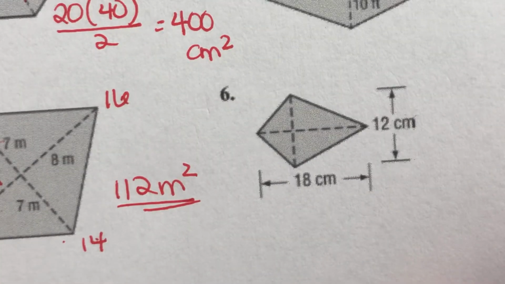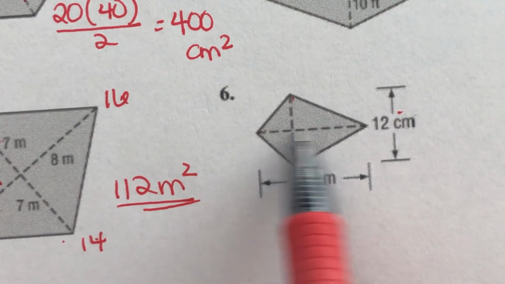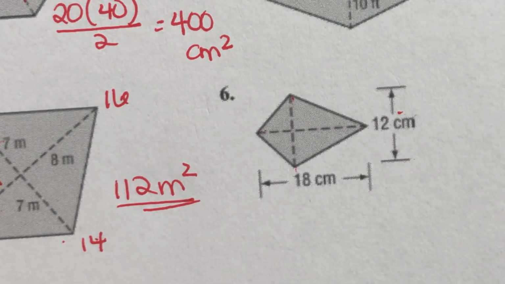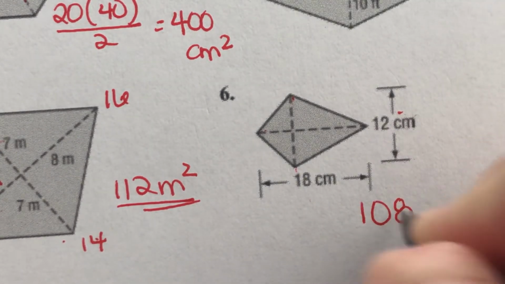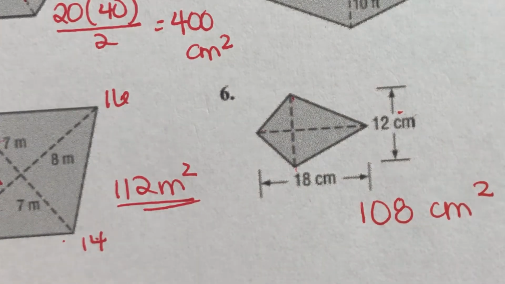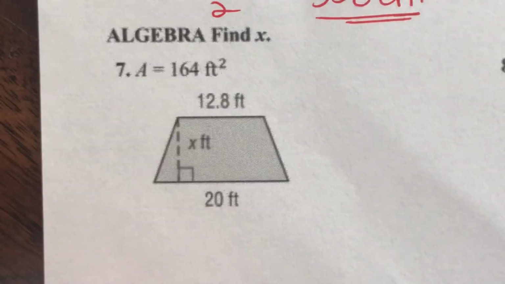Okay, and last but not least, this diagonal is 12. This diagonal is 18. 12 times 18 divided by 2 is 108. And that's centimeters squared. Don't forget the units of measure. All right, last one down here. I guess we did end up doing all of them, but that's okay.